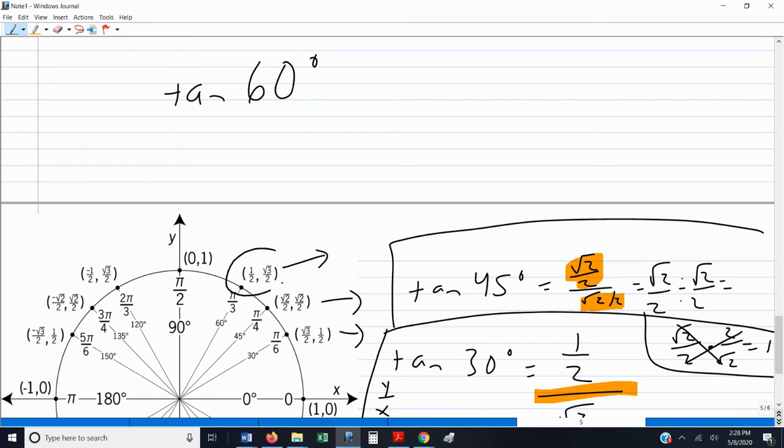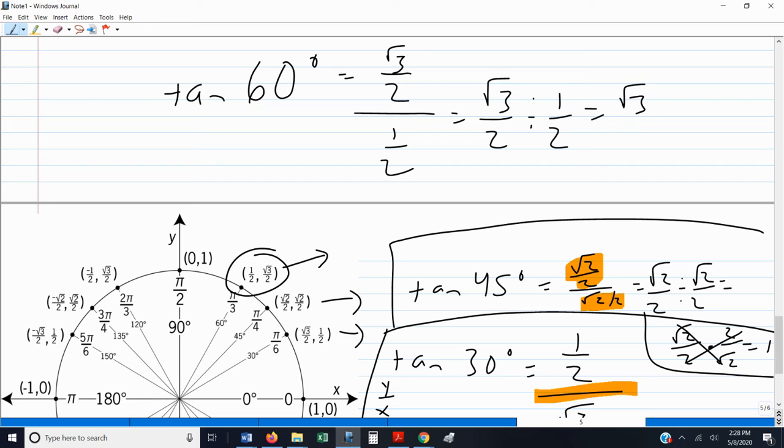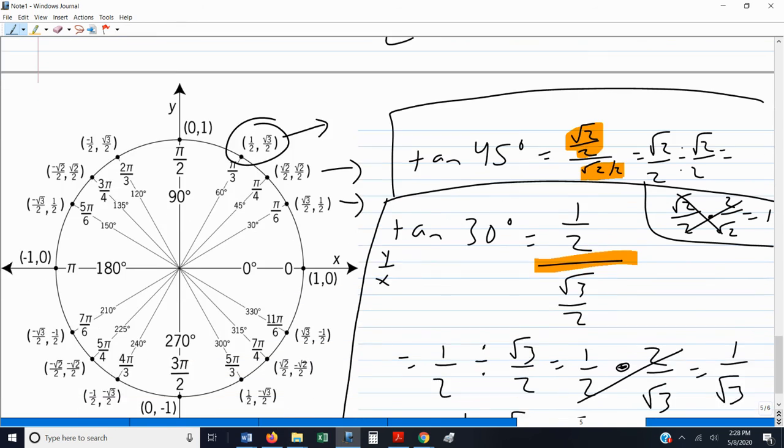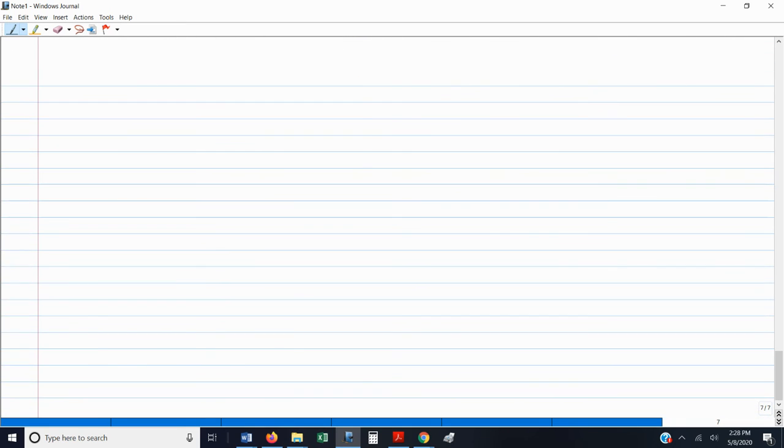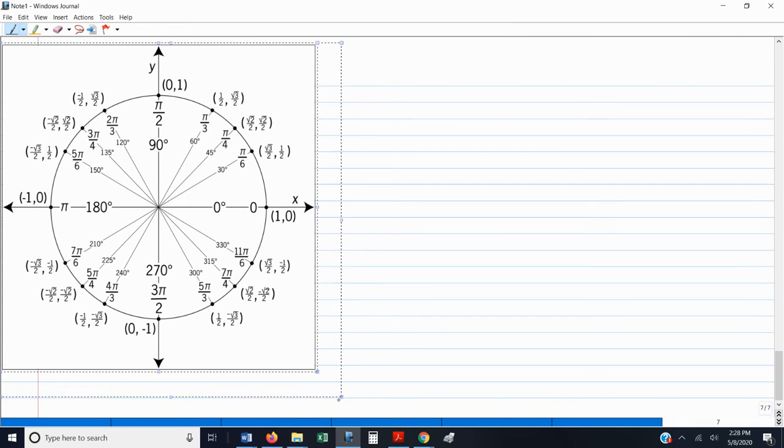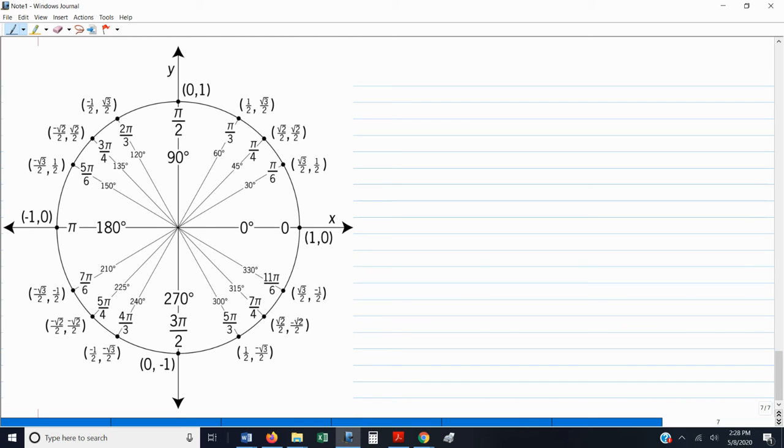So the tangent at 60 degrees, again, y divided by x. You have the y value divided by the x value. Division is the same as multiplying by the reciprocal, and you get root 3. So those are a little bit tougher to see. So I wanted to just go through those, and we can come back to that as a reference. So let's look at some of these.